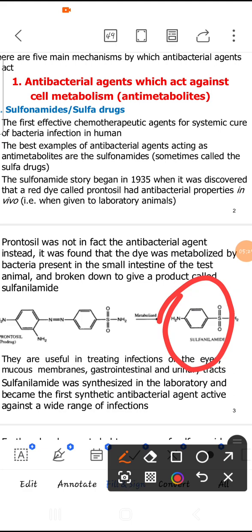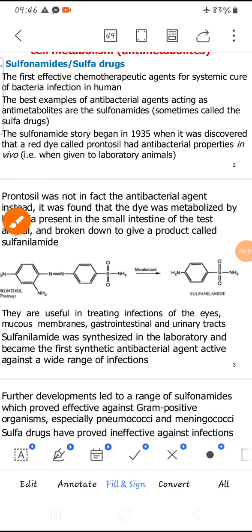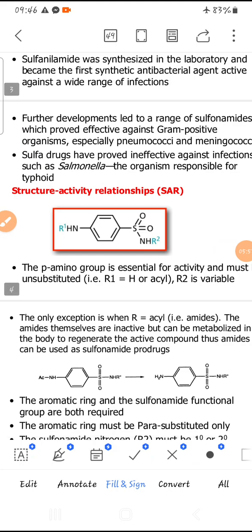Prontosil was discovered in 1935. Then by metabolizing this compound, they discovered sulfanilamide. Therefore, to enhance the activity of sulfanilamide, to increase its stability, its safety, its availability, its duration of action, and also to decrease the side effects associated with this compound, it is important to elucidate the structure-activity relationship.